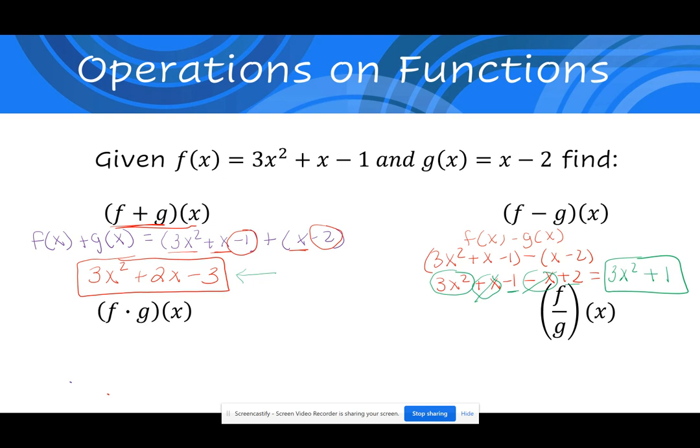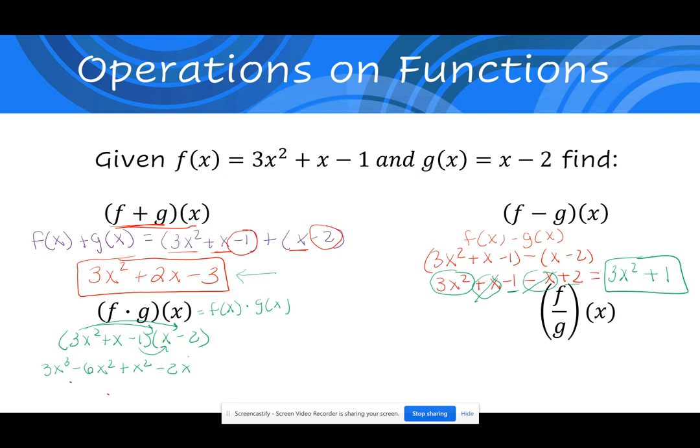Next we're going to do f times g, which is f of x times g of x. So we have 3x squared plus x minus 1 times x minus 2. We're going to FOIL this out, multiply everything by everything. So 3x squared times x, 3x cubed. 3x squared times -2 is minus 6x squared. X times x is plus x squared. X times -2 is -2x.